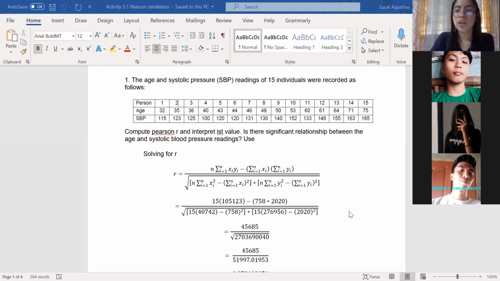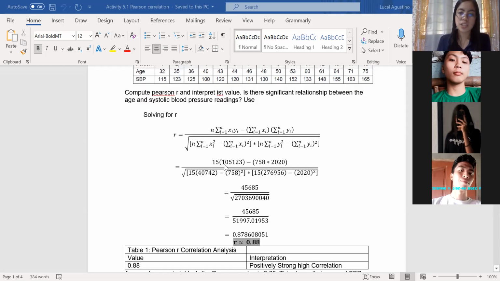Now, so ang question or the problem is the age and systolic pressure readings of 15 individuals were recorded as follows. So, person R, dili siya person nga statistical tool. It's tao nga respondent 1, respondent 2 as the 15. And then ang iya age is 32, ang iya nga SBP is 115 and so on and so forth until 165 sa age nga sa ka-15 nga person nga 75 years old. So, ang pamangkot is the age and systolic blood pressure may correlated ba or may relationship? And ano ang extent sang ila relationship?